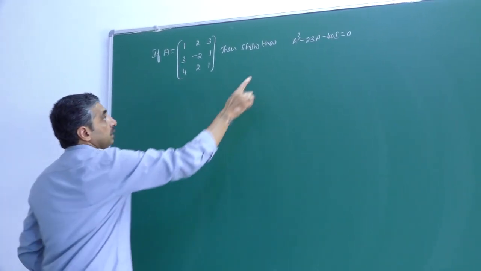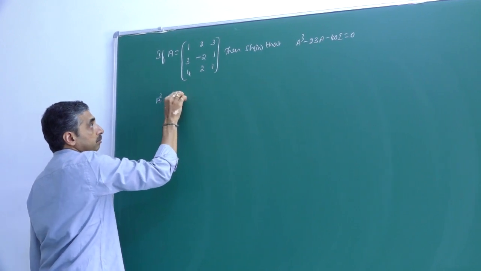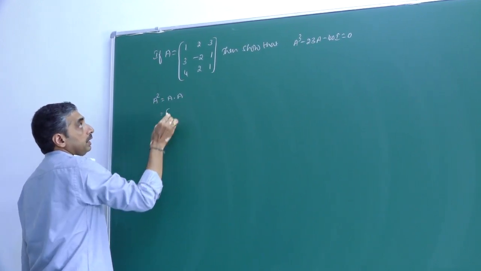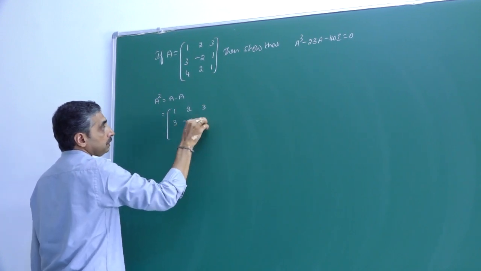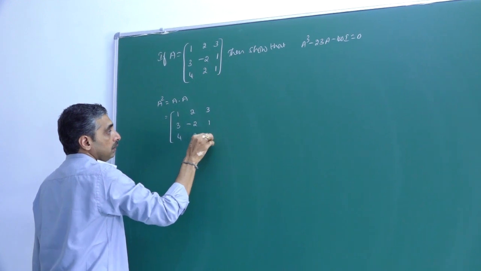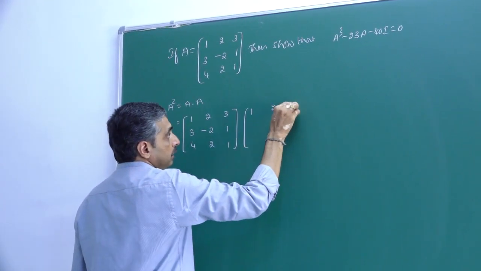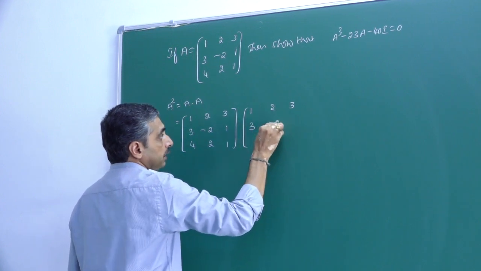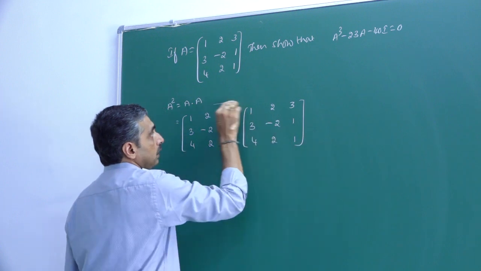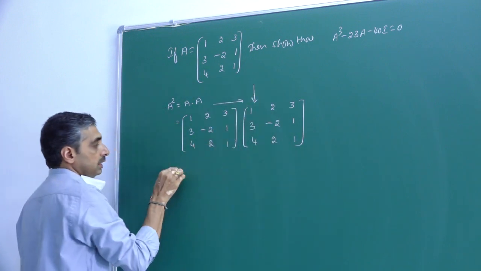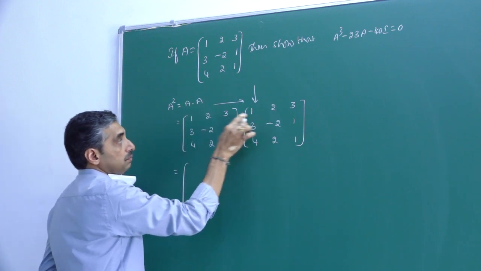See, we want A cube, so initially we determine A square, that is A into A. [1, 2, 3; 3, -2, 1; 4, 2, 1] times [1, 2, 3; 3, -2, 1; 4, 2, 1]. Right? So now, as usual, you can go for multiplication.